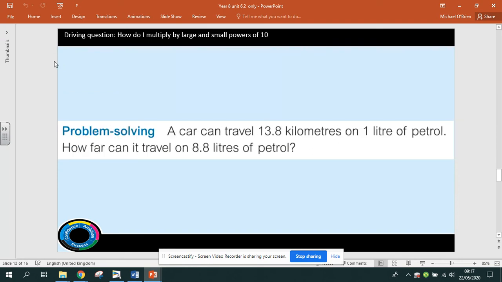Okay, so now we come to another problem solving question. A car can travel 138 kilometers on 1 litre of petrol. How far can it travel on 8.8 litres of petrol? So please pause the video, pause the lesson, and work your way through this question now, then return to me when you're ready.